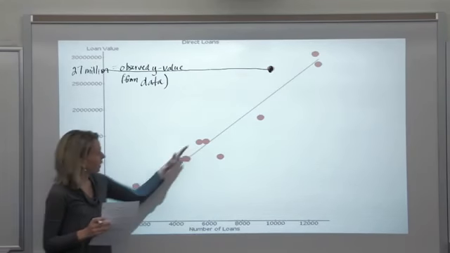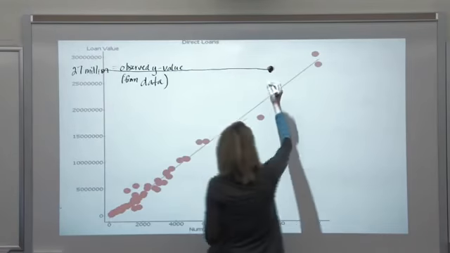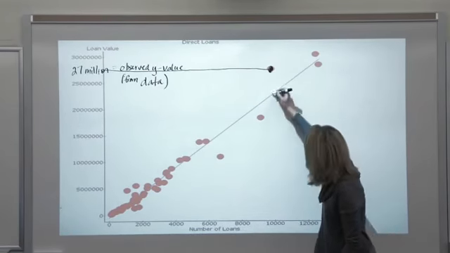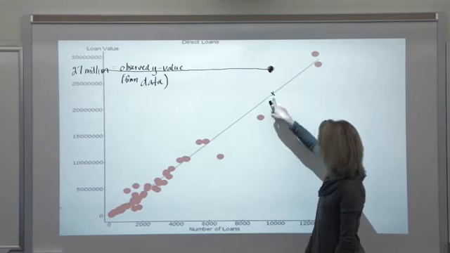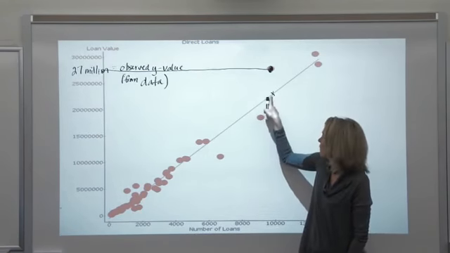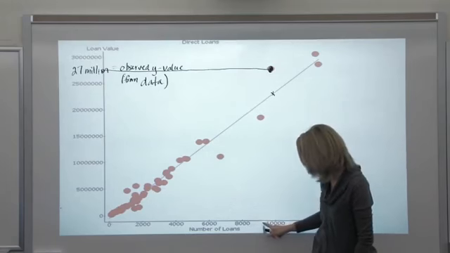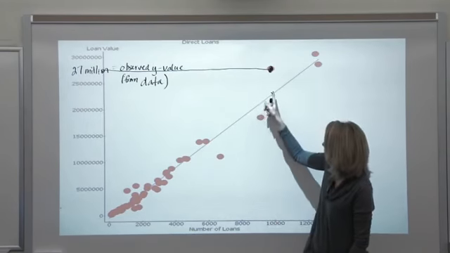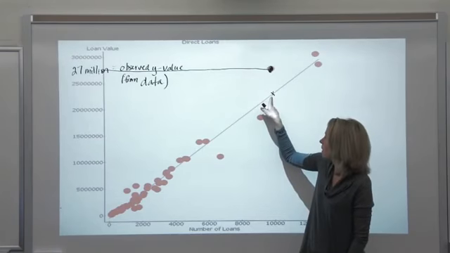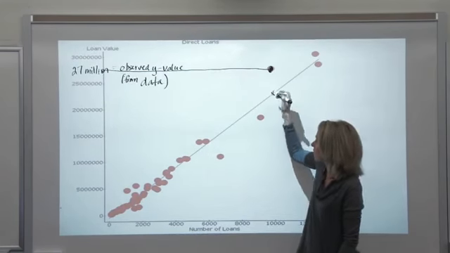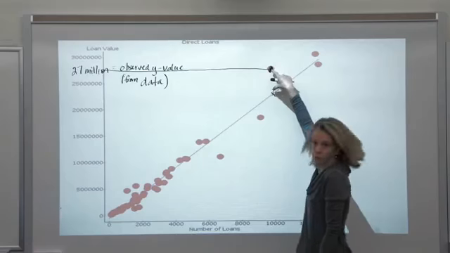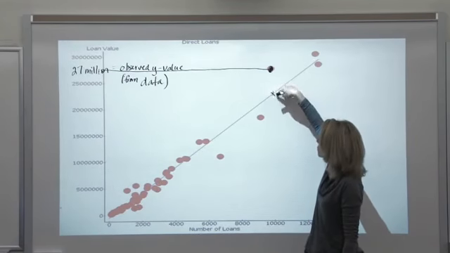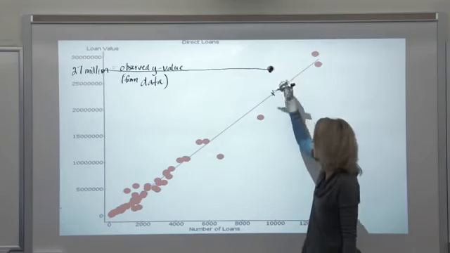Then if we look at the line, our regression line, for a school that issued that many loans, the model predicts that that school will have this loan value right here. So when a school issues this many loans, what does the model predict? The loan value will be right here. So we see that the model was off a little bit. The model predicted a loan value that was smaller than what actually occurred at this school.